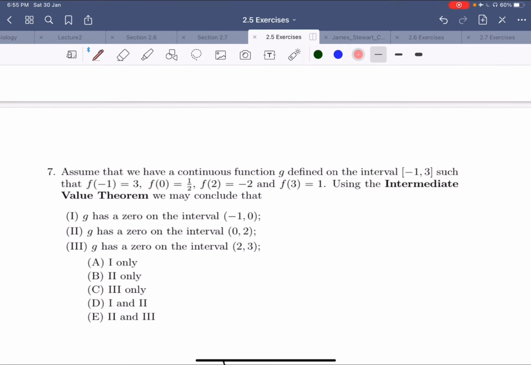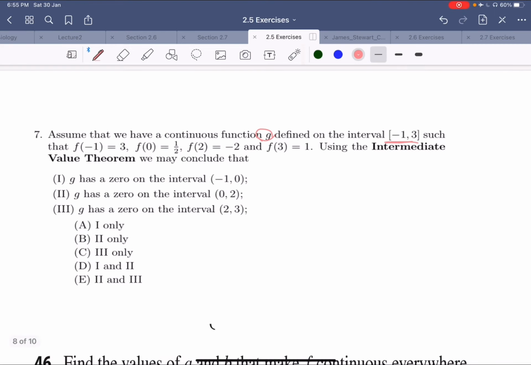Okay, assume that we have a continuous function g defined on the interval -1 to 3 such that g(-1) equals 3, g(0) equals half. طبعا هاي المفروض احنا نرسمها يعني عشان نقدر نظبط المسألة. بحكي لك g(-1) equals 3 يعني هون، for example g(0) equals half, g(2) equals -2, و g(3) equals 1. So احنا هيك we will draw the function.